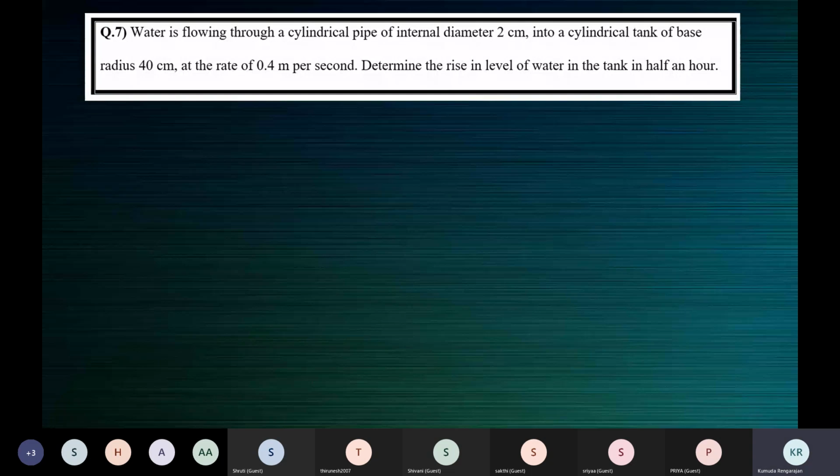Okay. So the pipe is cylindrical, the tank is cylindrical. Let's write out the values given. For the pipe we have diameter is 2, so the radius is 1 centimeter. And water is flowing at the rate of 0.4 meters per second.